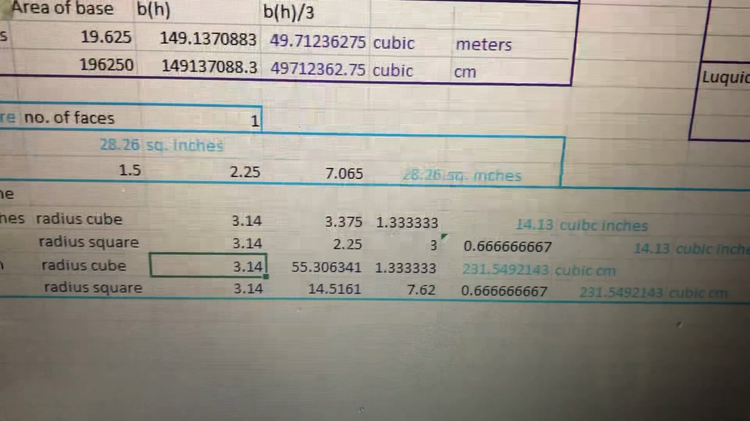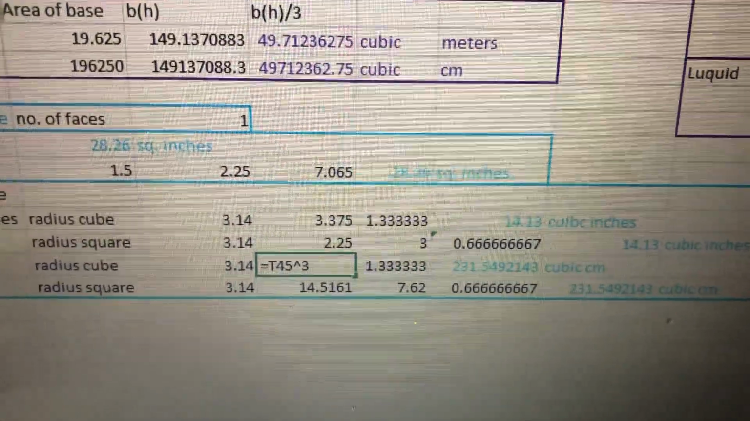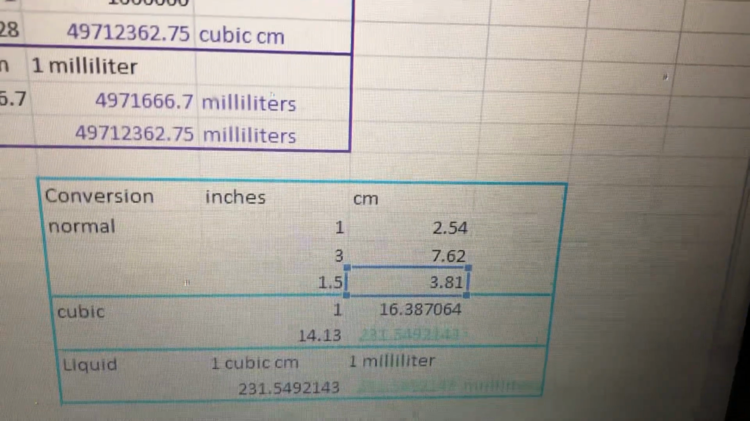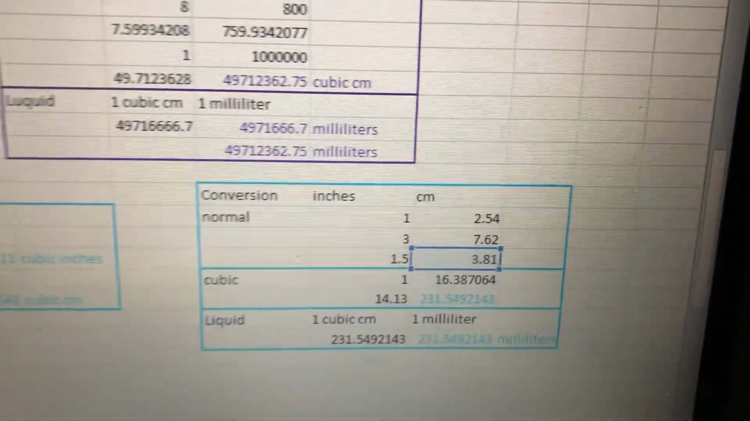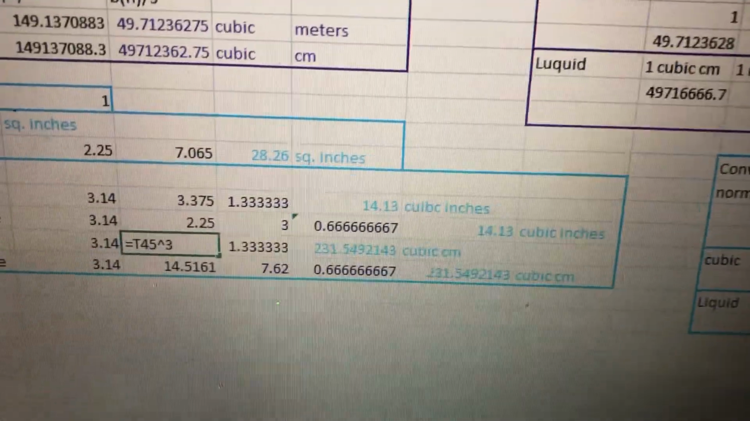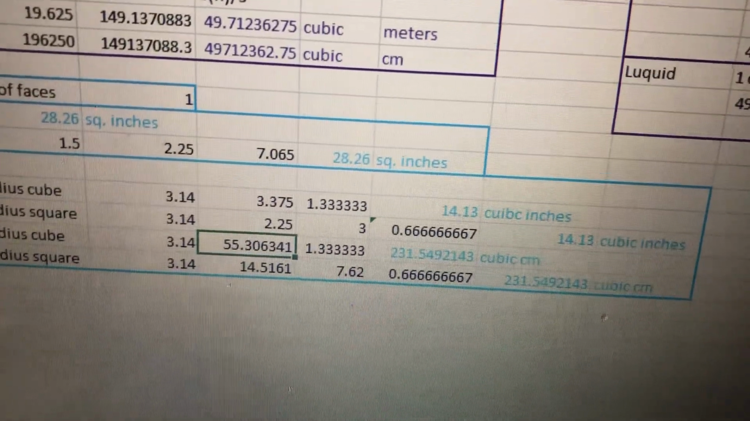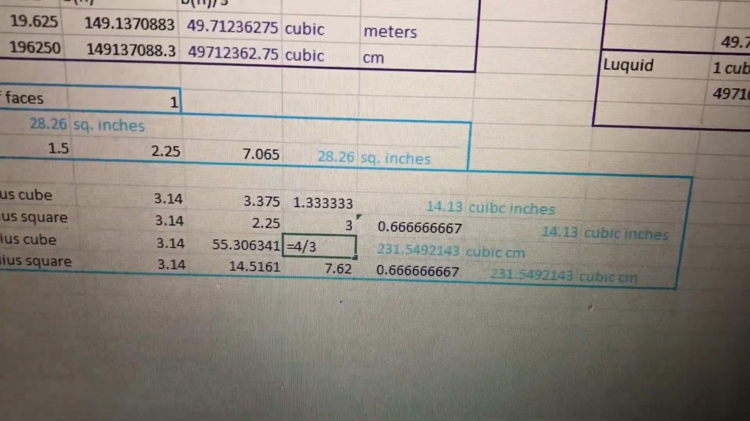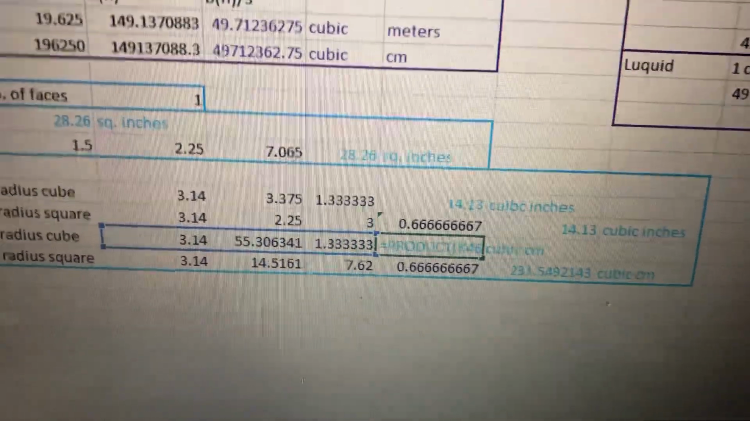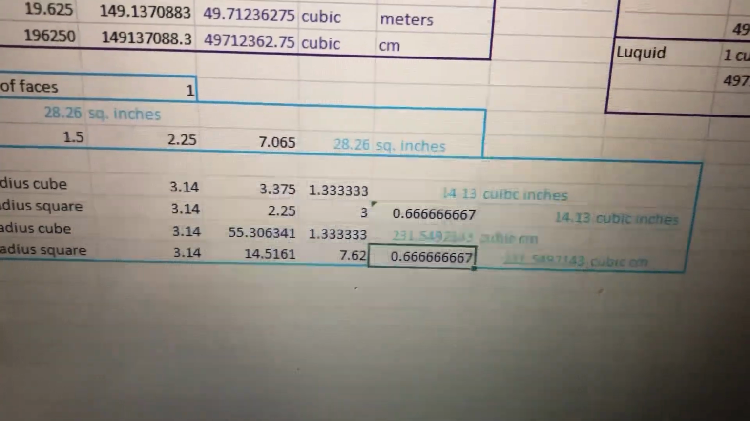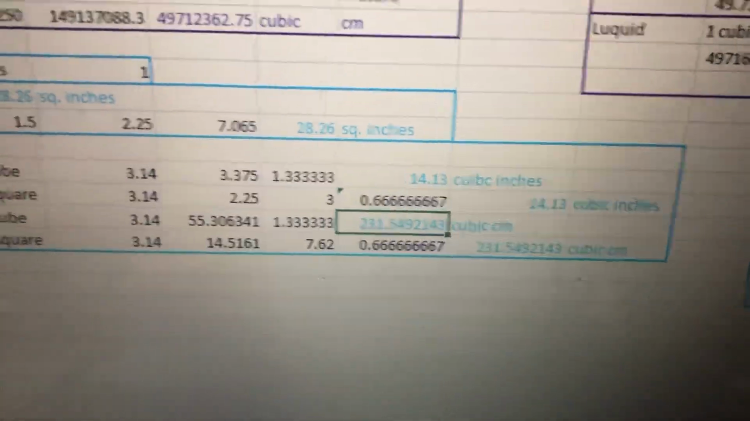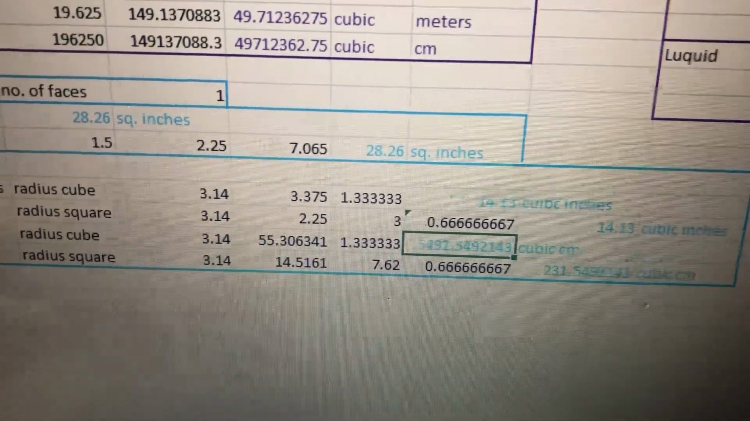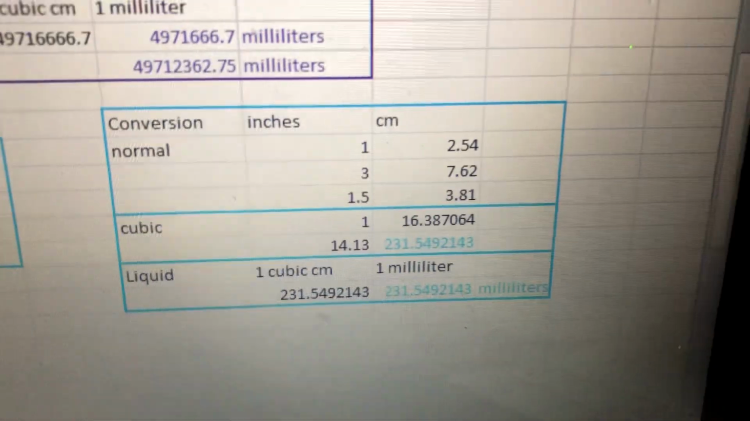So again, I still have 3.14. And then this one, I have 3.81 cubed. You see yung naka-highlight dito? Yun po yung tinutukoy namin. And then I cube it. So therefore, this should be 55.30 something. And then this should be multiplied by 4 over 3. And then pinaproduct ko lahat. Once I get the product, we should get 231.5492143 cubic centimeters. Yun po yung sagot. Just like what I got here.